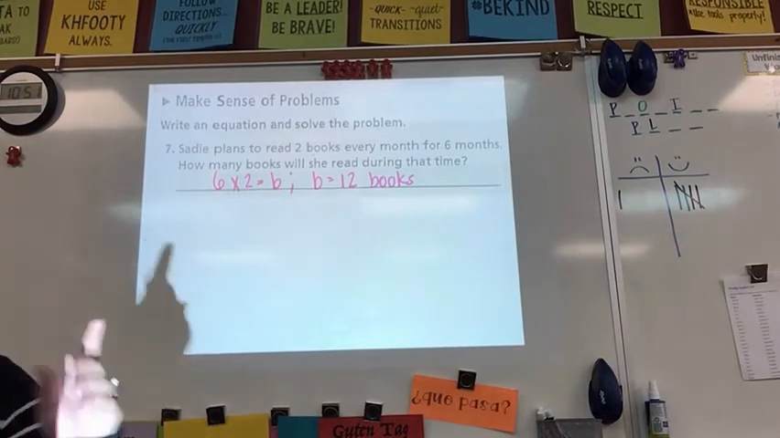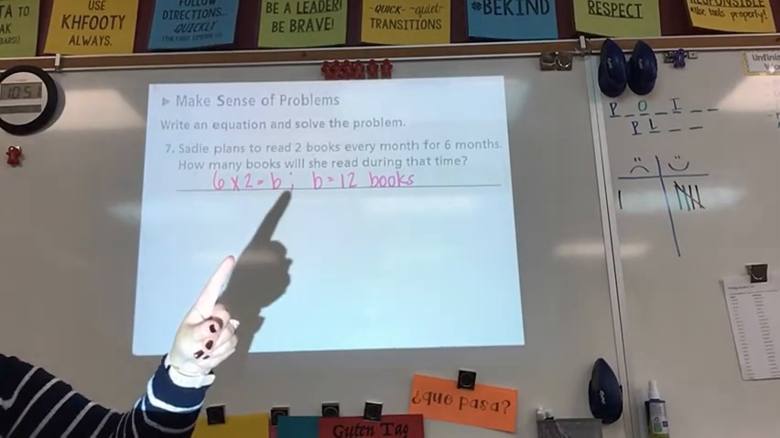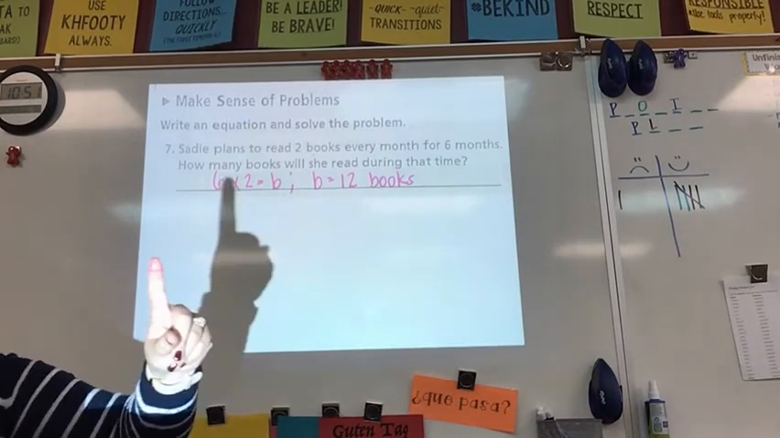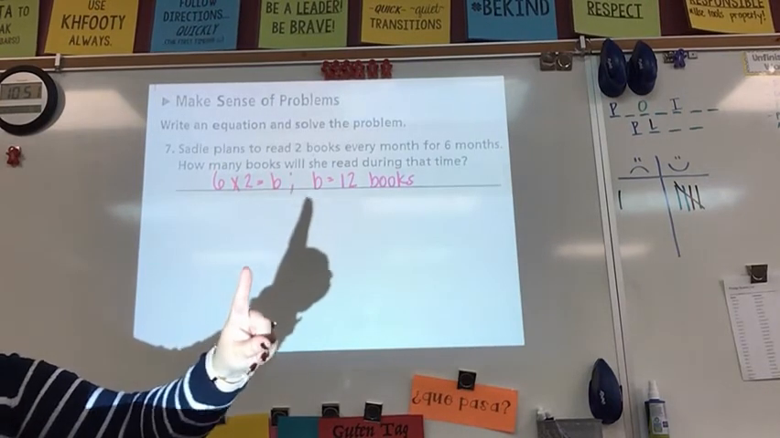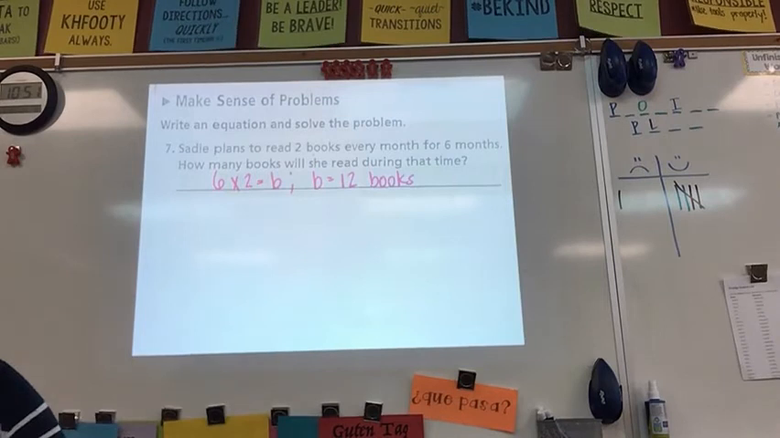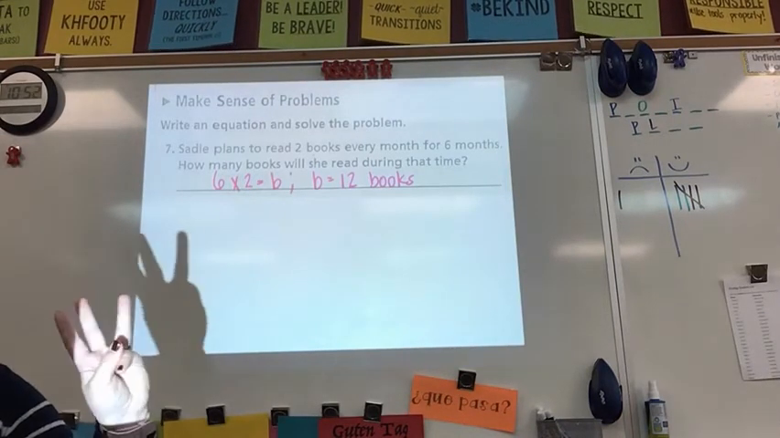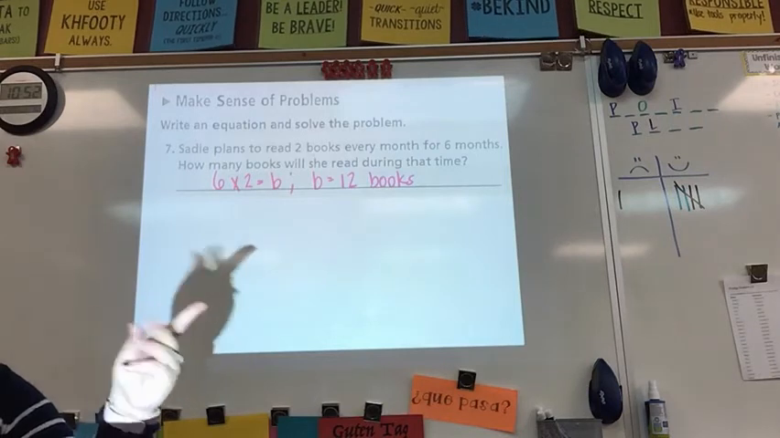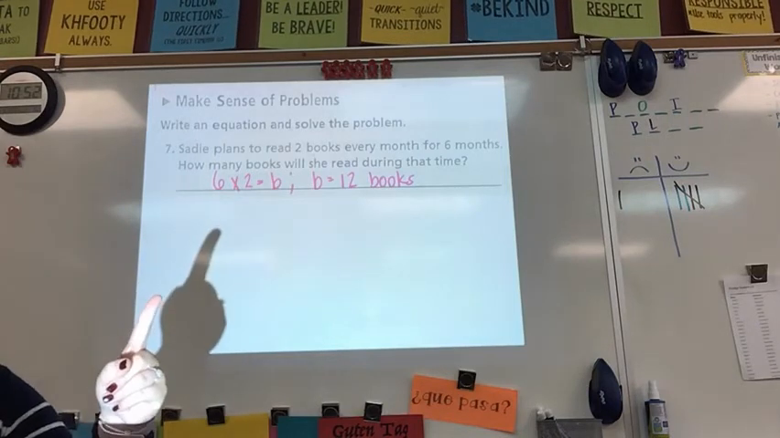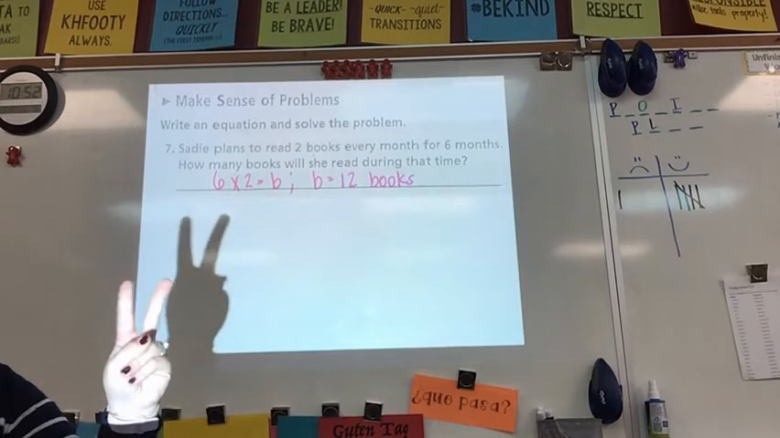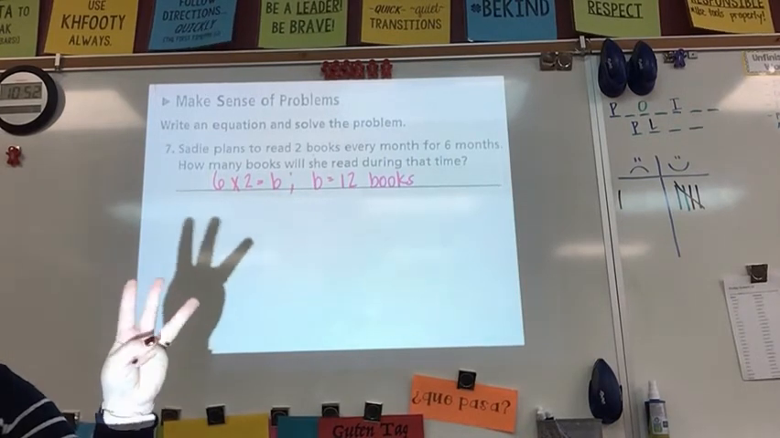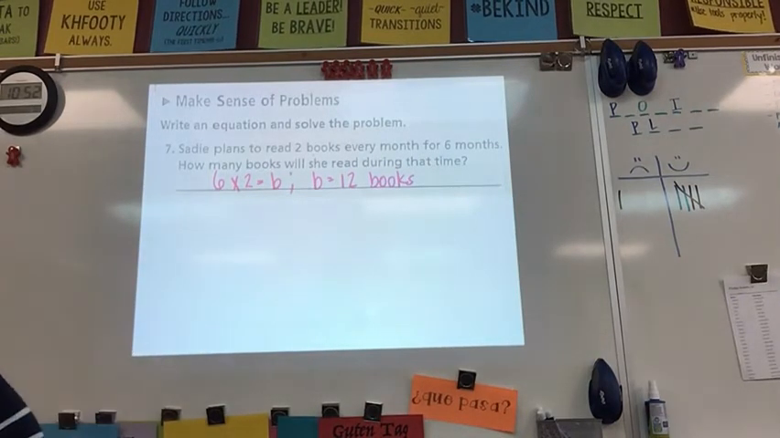These ones, you must have a variable. You must have this format. So an equation with a variable, an answer, and a label. An equation with a variable, an answer, and a label. What are our three things? Equation with a variable, an answer, and a label. And you guys are going to do this next one on your own.